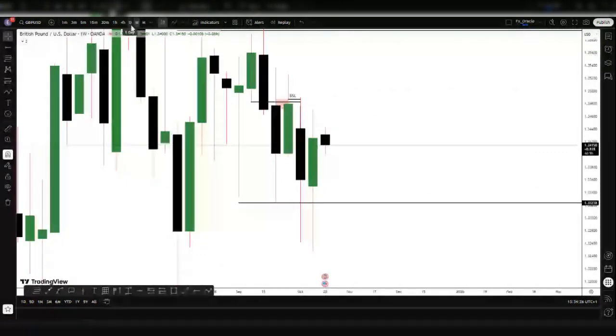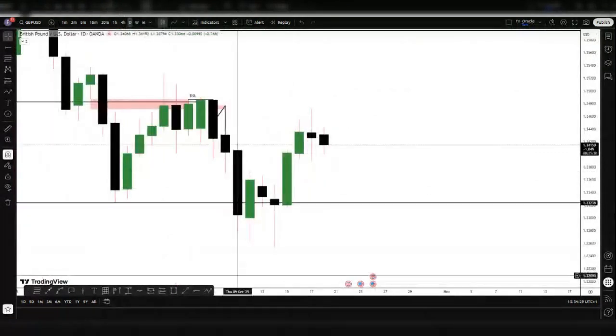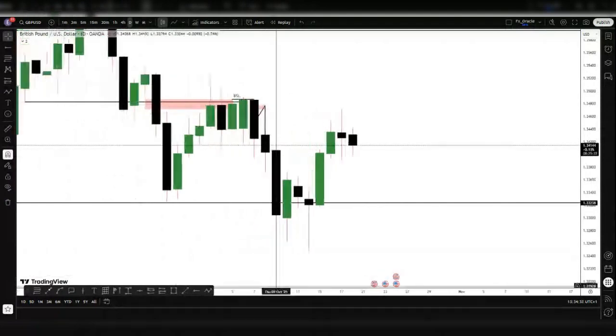Then dropping down to the daily time frame, you can also see that Euro USD is inside a daily order block here.